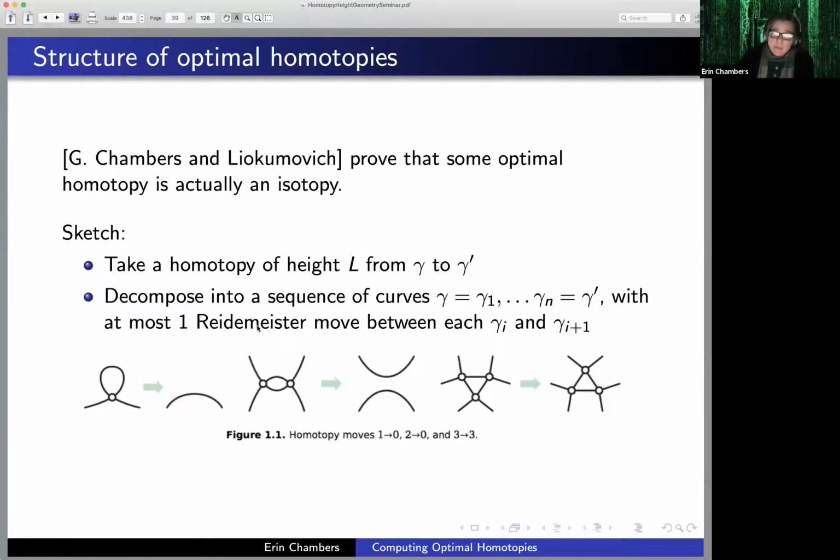So what they did was say, okay, take the homotopy and decompose it into a sequence of curves where at most one thing happens in between. In a Riemannian geometry setting, you can do this incurring at most a very small epsilon cost. You can say, well, instead of all of these things crossing at once, do them one at a time. It's sort of an infinitesimal perturbation that they make more formal in their paper.